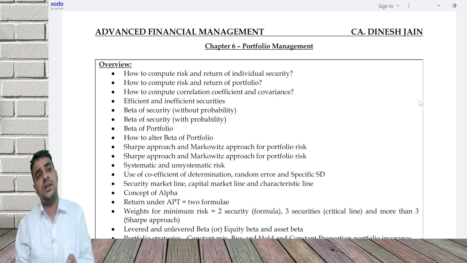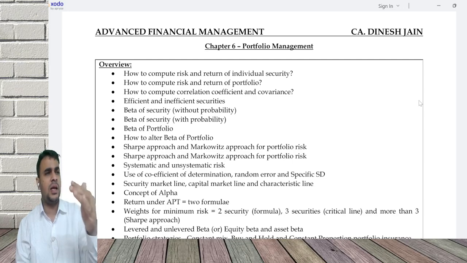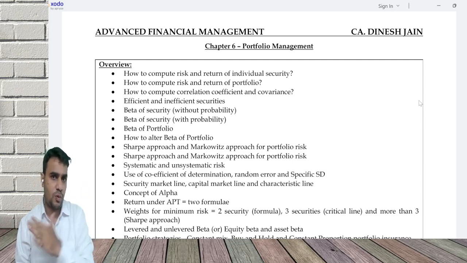Then we move to risk and return of a portfolio. When you do that, there are interrelated elements called correlation coefficient and covariance. Then I move to something called efficient and inefficient securities, beta of a security, and beta of a portfolio. How do I alter the portfolio? So multiple elements are there. We'll go through each one by one.